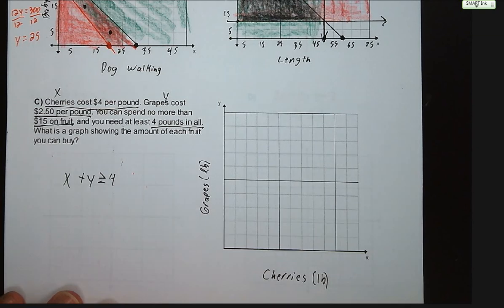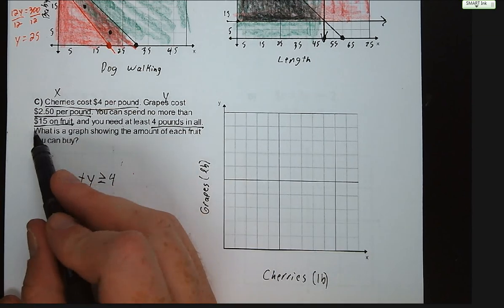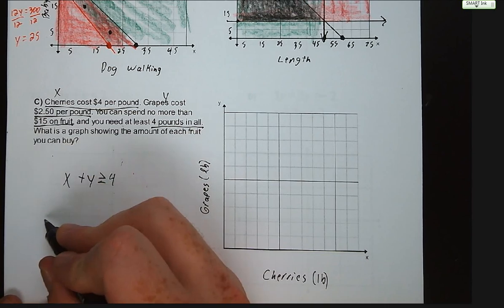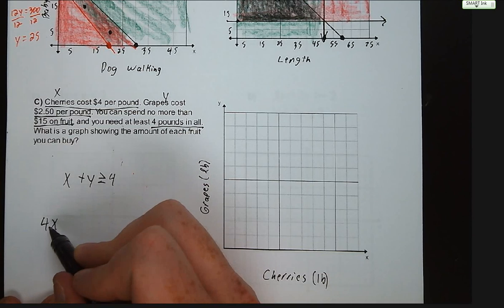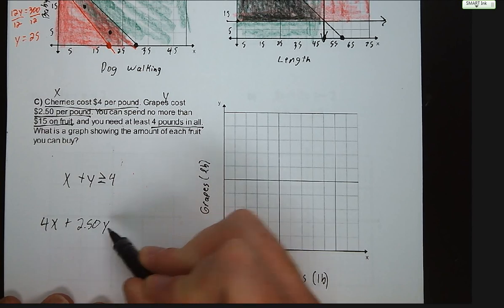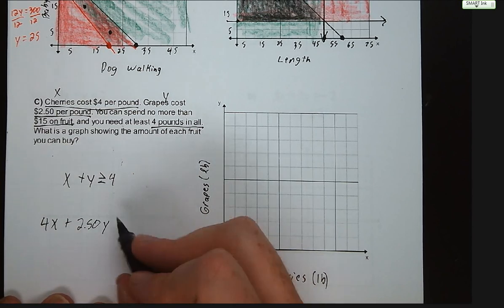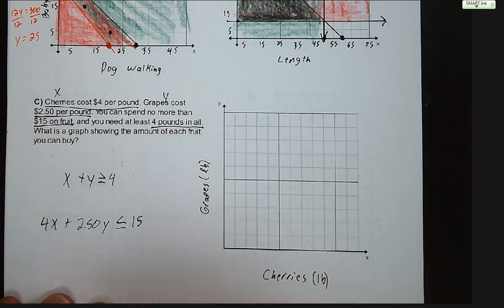That's one equation. Our second equation is our cost. We can spend no more than $15. Well, cherries cost $4 per pound times the number of pounds. Grapes cost $2.50 per pound times the number of pounds. That has got to be less than or equal to 15.